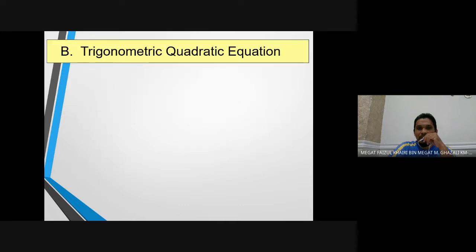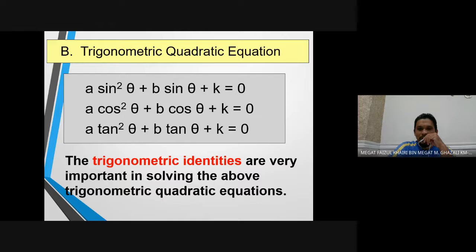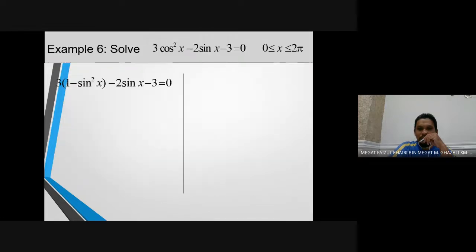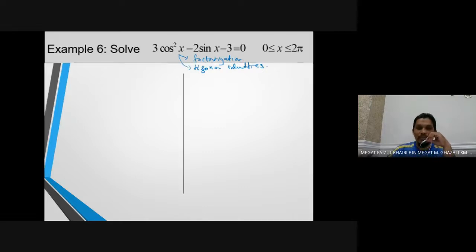Okay, trigonometric quadratic equation. For this one here now, trigonometry is very important, solving the above trigonometric quadratic equation here. In this case, class, you need to be good in factorization, and sometimes you need to think of a few trigonometric identities where we can replace or substitute into the equation. Because we have cos and sine here, we cannot simply factorize it because it has different identities. We need to change it to either sine and sine or cos and cos.